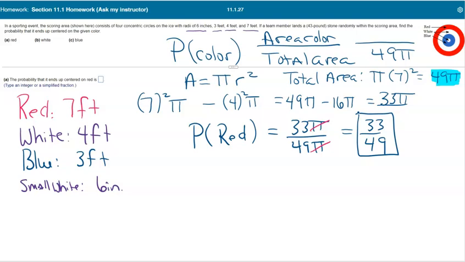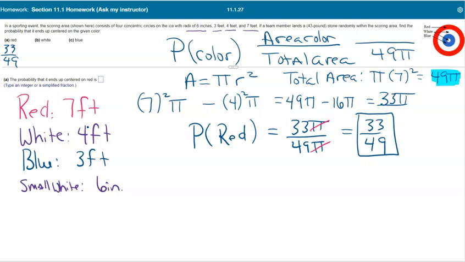Okay, now you'll know all of these calculations are not going to fit on there, but we've got red handled. That's 33 over 49. And when you do this problem, your numbers may be different, but how you calculate it is exactly the same. So let's move on to white. Remember, from the center of our circle to the edge of the white, that has a radius of 4 feet, and that's what I have labeled over here.